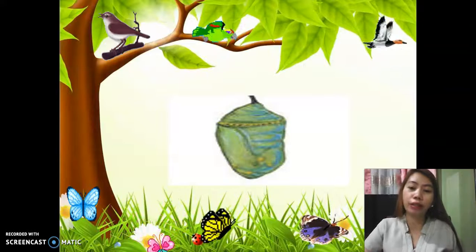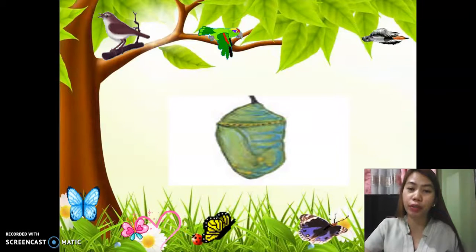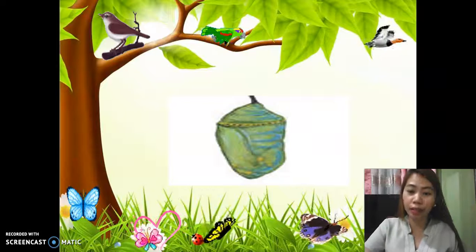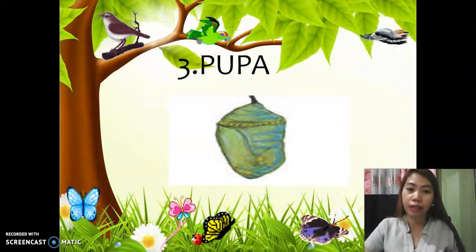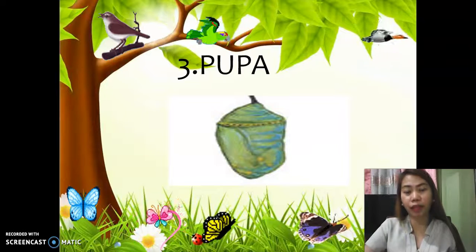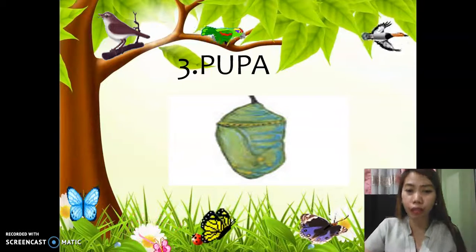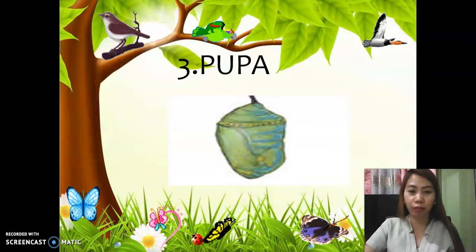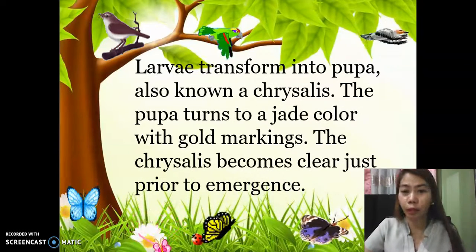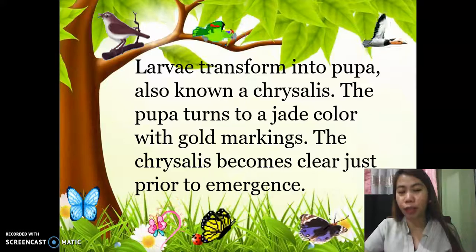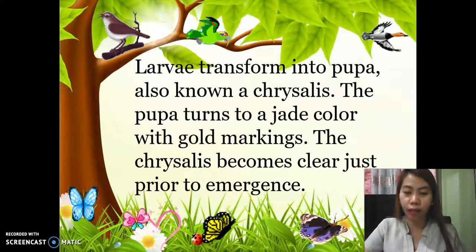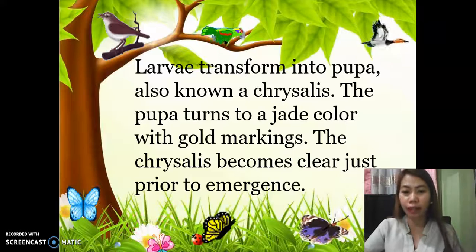Now, what about this picture? Okay, so you might be seeing this thing on some plants' leaves, right? So we call that a pupa. Okay, so that is the pupa stage. So that is the third stage in the life cycle of the butterfly. And what does the pupa do? So the larva transforms into a pupa. So from larva, naging pupa na siya ngayon, children. Also known as a chrysalis. So ibang tawag sa kanya is chrysalis stage, no?